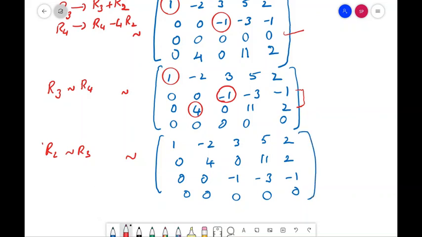So let us mark the pivot positions again. This is 1, and here is the pivot position, and here is the pivot position, and these are all zeros. The 0 row has already been sent to the last row. So now this is in echelon form.